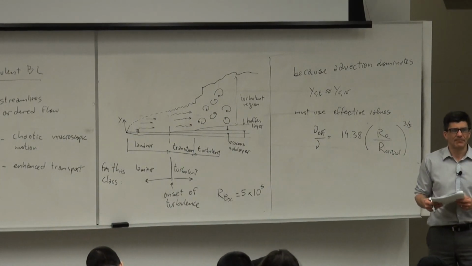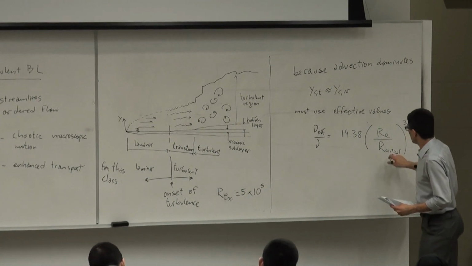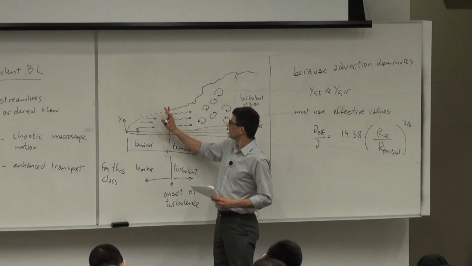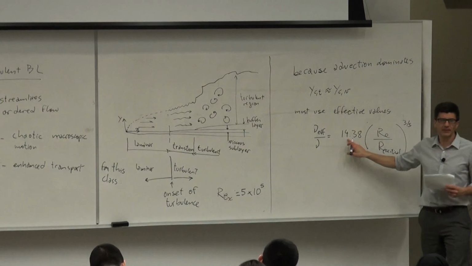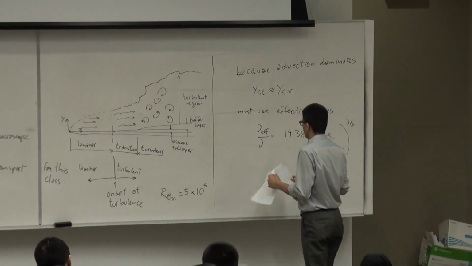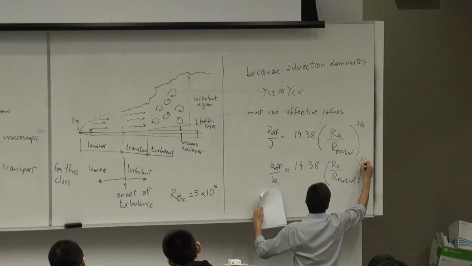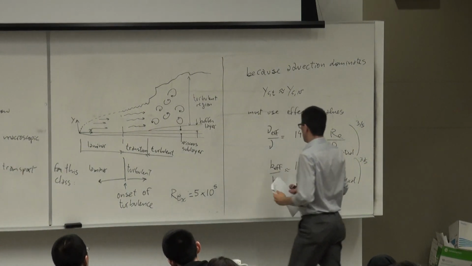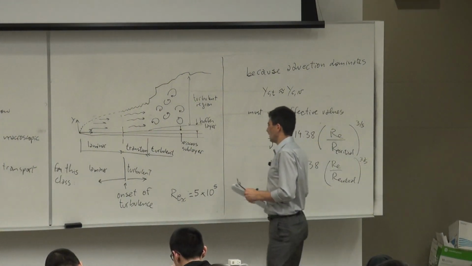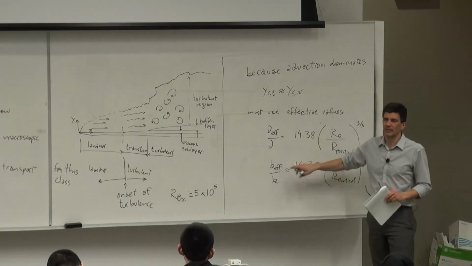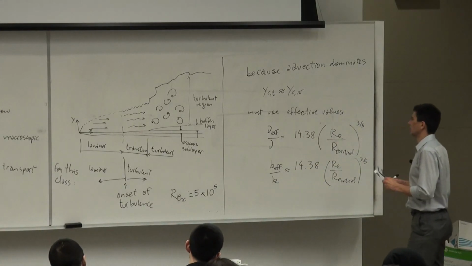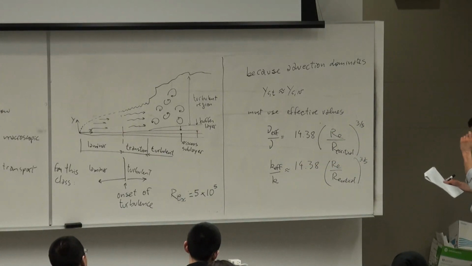So that means the effective value here at the onset, this is Reynolds critical, right? At the onset, right here, the effective value is like 14 times the molecular value. And similarly, remember when we said Nusselt is hL over k? Now you'd use this k effective, which would give you the heat transfer through that boundary layer.